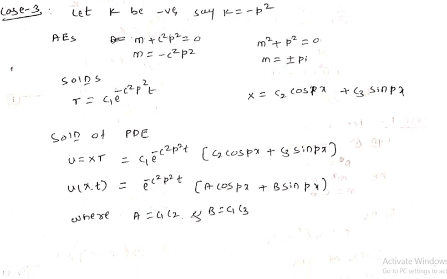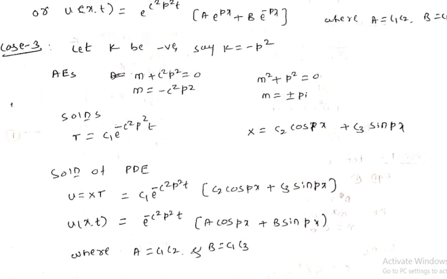So this is the procedure for finding the solution of the one-dimensional heat equation by the variable separable method. So all the four proofs are important.